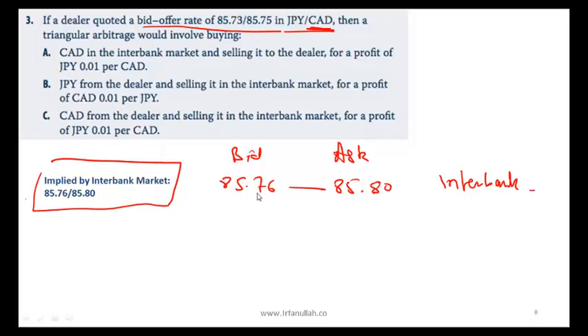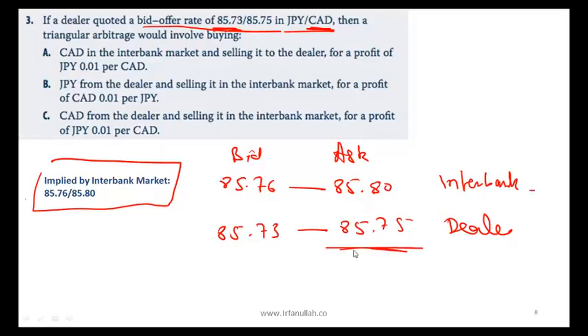Now some dealer quotes the following. So this is what a dealer says. A dealer then is quoting this range, 85.73 and 85.75. So you look at the dealer's quote. You can also transact in the interbank market. What will you do? How much will you have to pay the dealer? Yeah, the dealer is asking for this much.